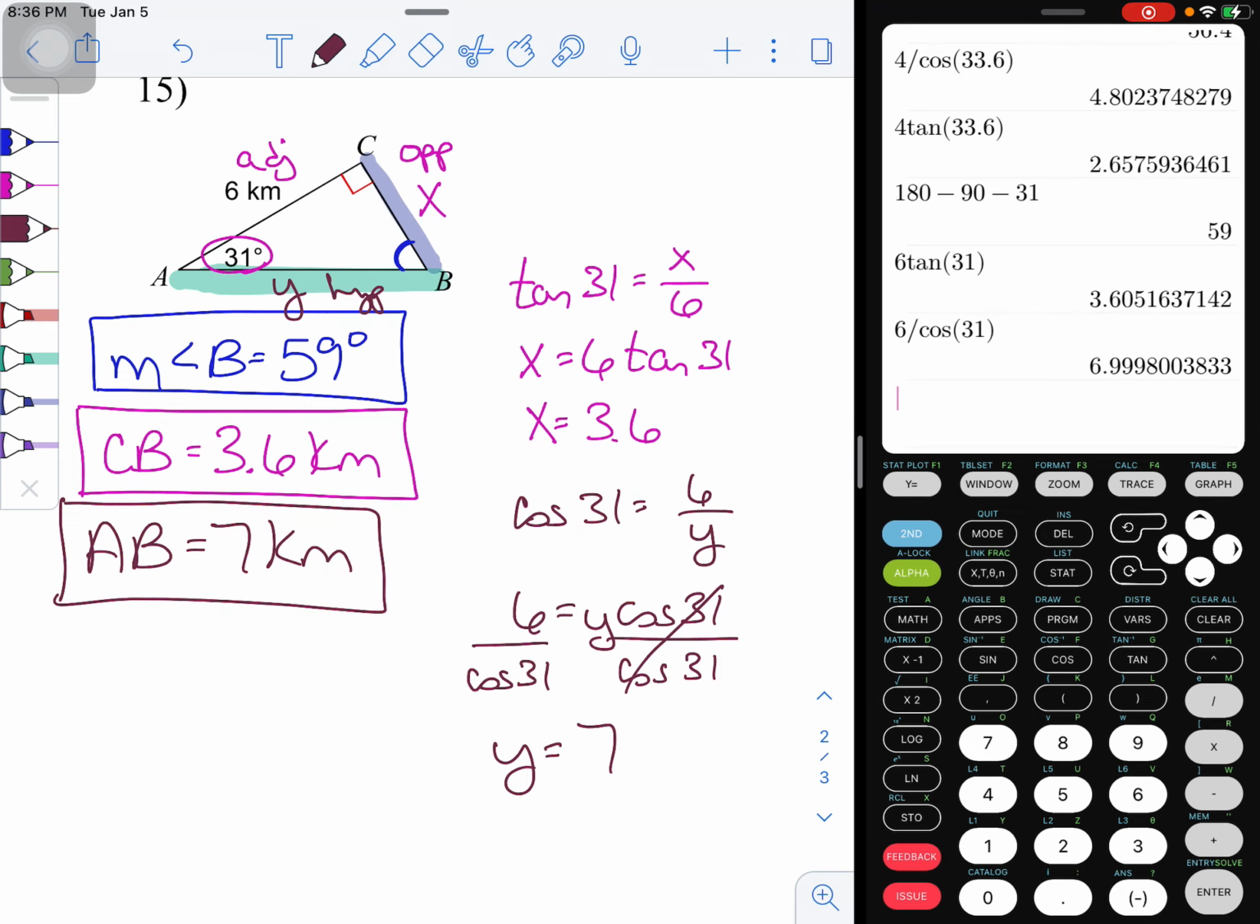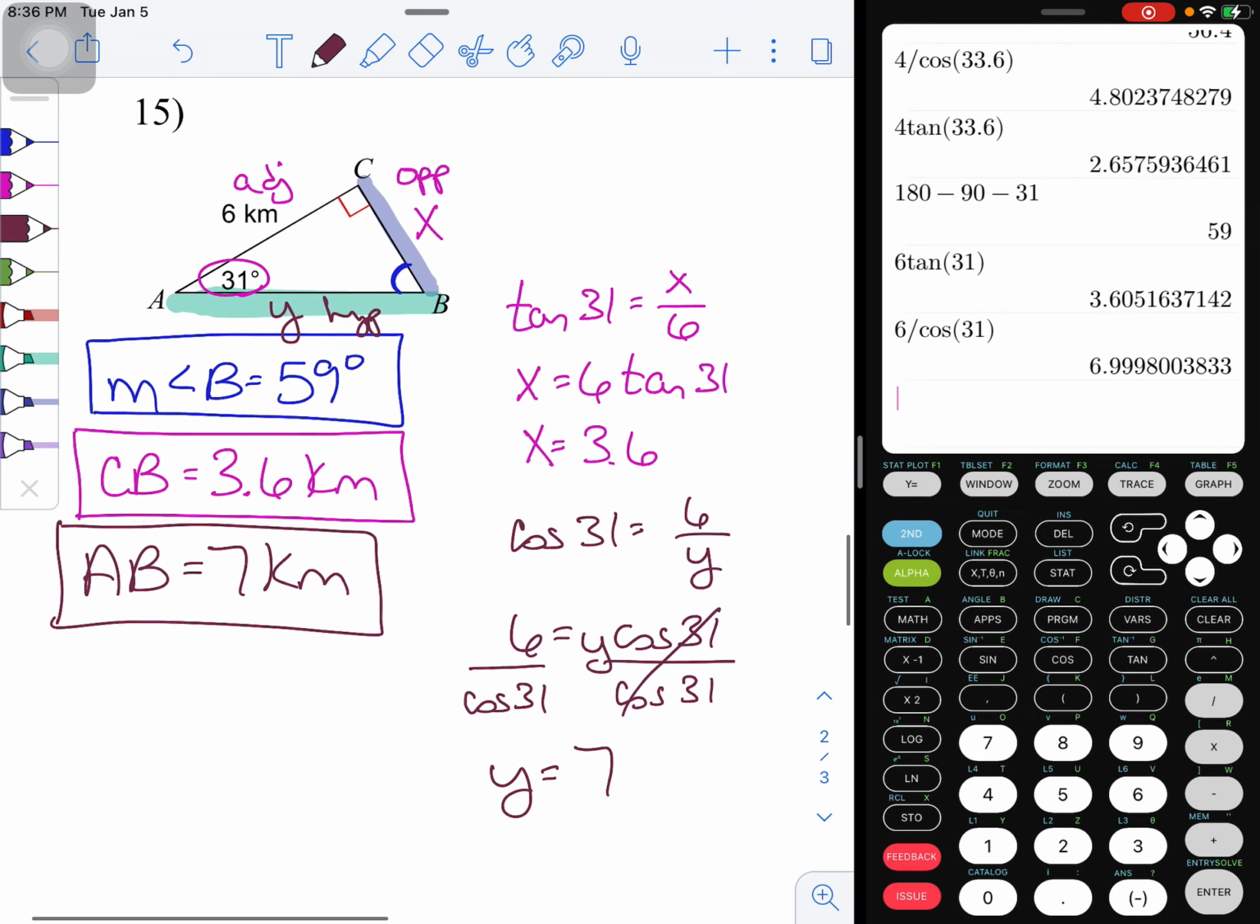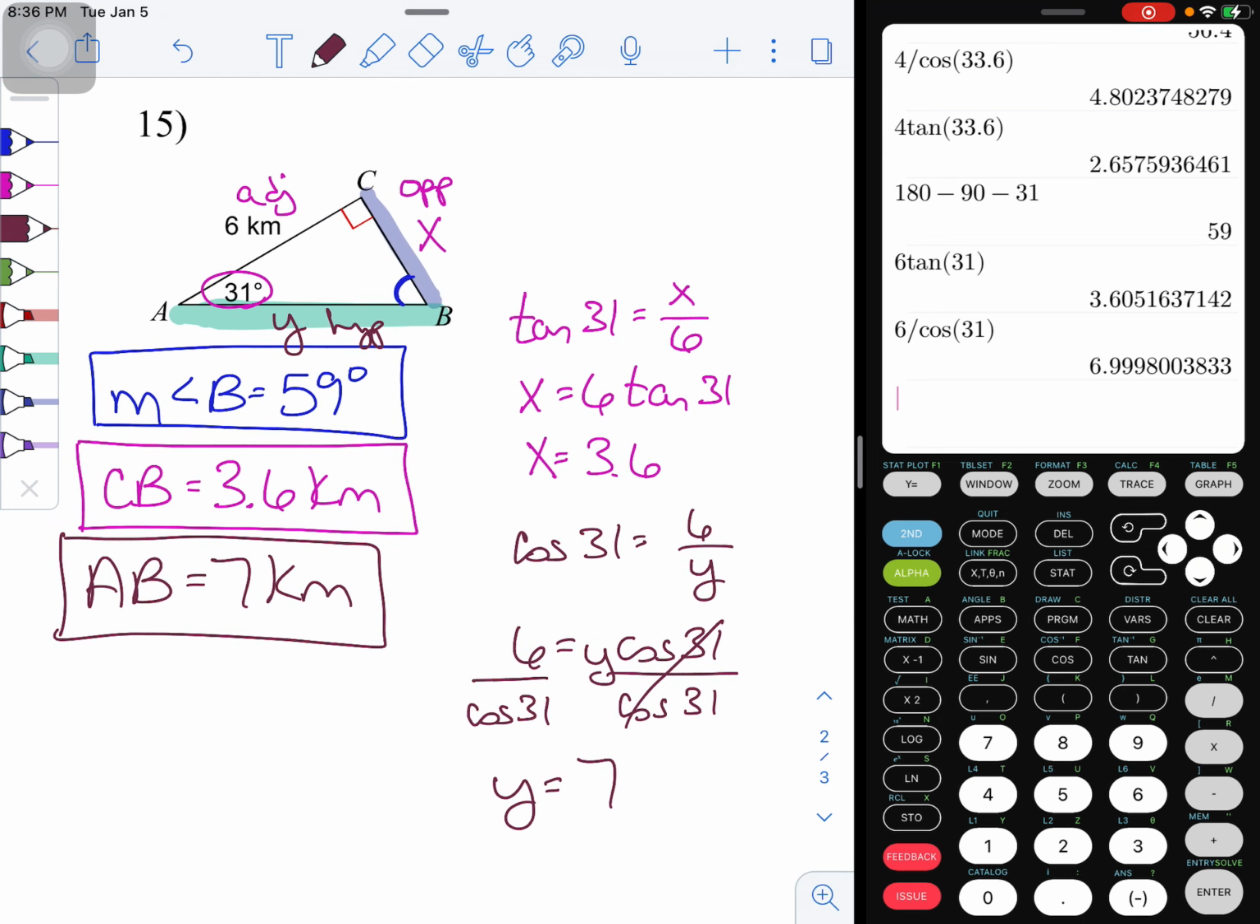All right, I hope this has given you a little bit of practice and some understanding into how you find the missing sides, missing angles, and in this case, the last two problems, how you solve a triangle to find all of the missing information.